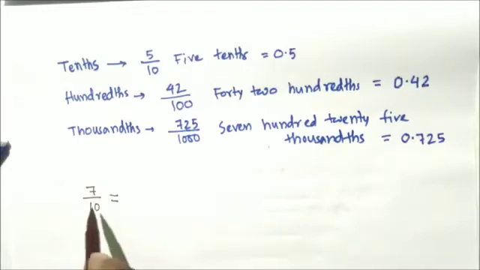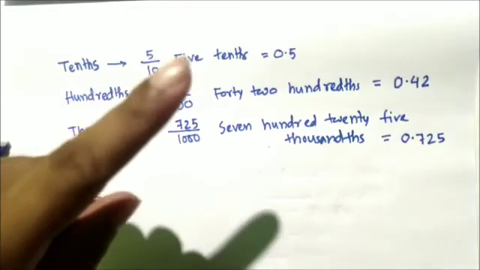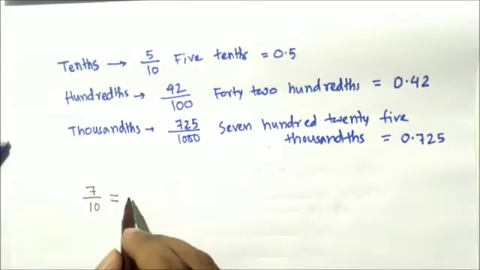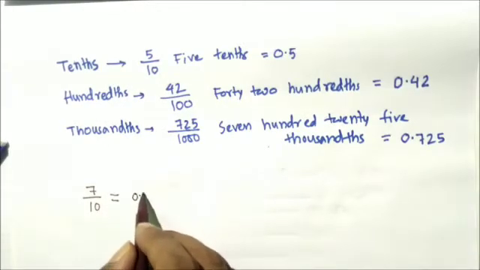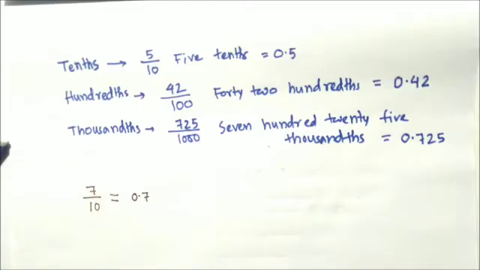So we have 10. In the 10, how many zeros? You will say 1 zero. So we will write 0.7, meaning to say you have how many zeros? 1 zero. How many digits after the point? 1 digit. The number of zeros will represent how many digits will be after the decimal point.